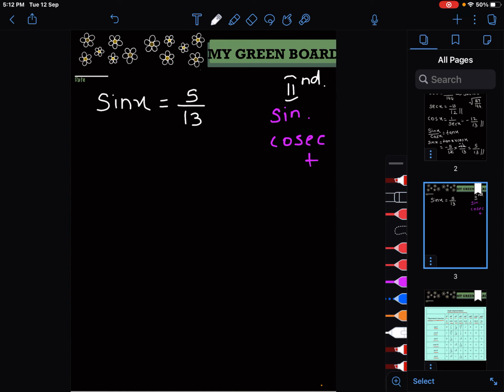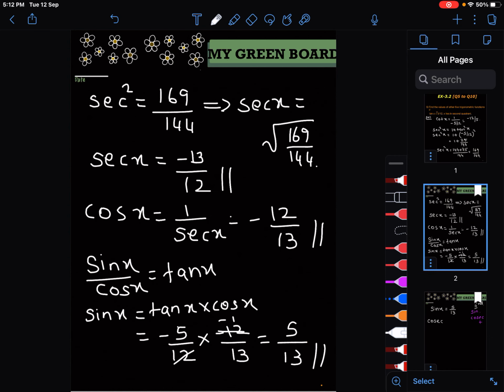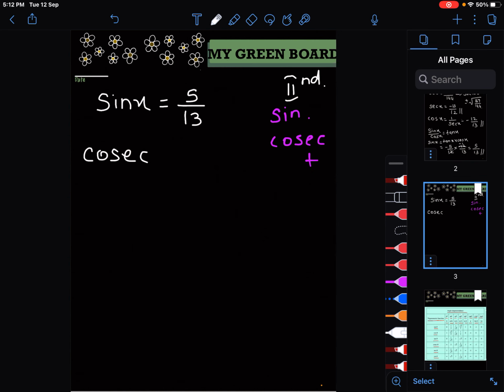Actually, whenever you are finding the root, you have to see which quadrant. Here you are getting the root as minus 13 by 12. Why have we taken the plus or minus here? It is actually a plus or minus of this. We are taking a minus because in the second quadrant, other than sine and cosec, the rest are negative. So we get the negative sign as it is secant x.